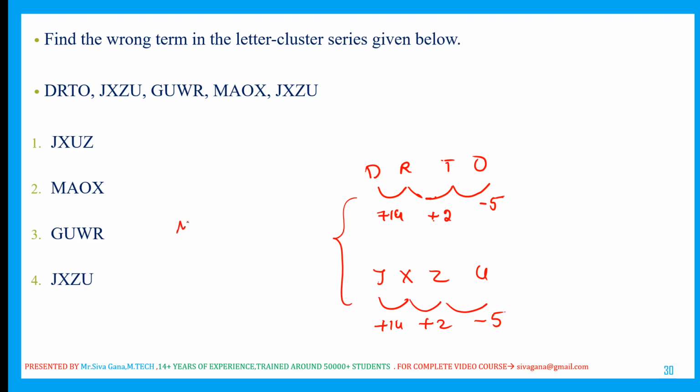So MAOX. M to A is plus 14. A to O is plus 14. And O to X is plus 9. Not following the pattern, which means this is the odd man, and that is our answer. My sincere advice is write the place values. You will definitely crack it. Place values, one of the important models.